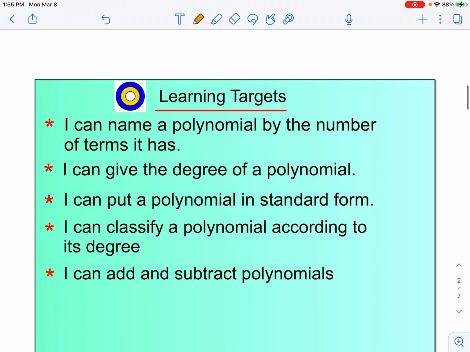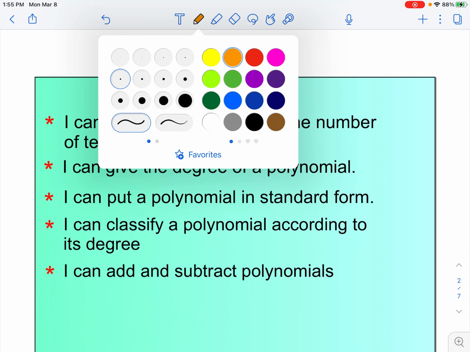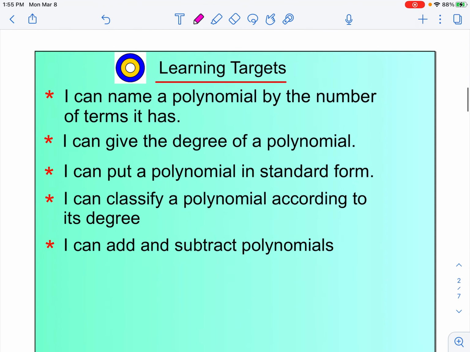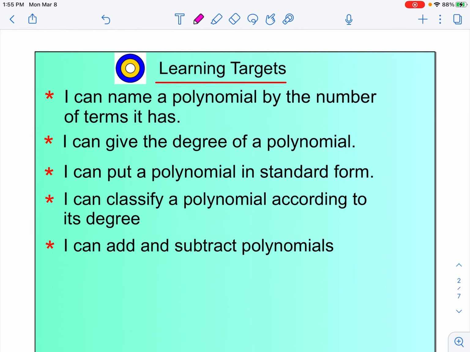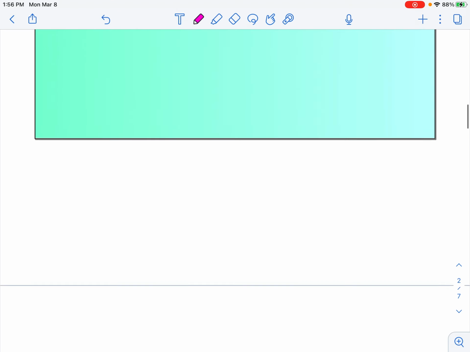But today we're going to do some terminology, and this stuff is really not that difficult if you just write all these things down and memorize these vocabulary terms and definitions. So we're going to name a polynomial by the number of terms it has. We're going to give the degree of the polynomial. We're going to put it in standard form. And we're going to classify according to its degree. We're not going to add and subtract today, so I'm just going to cross that one out.